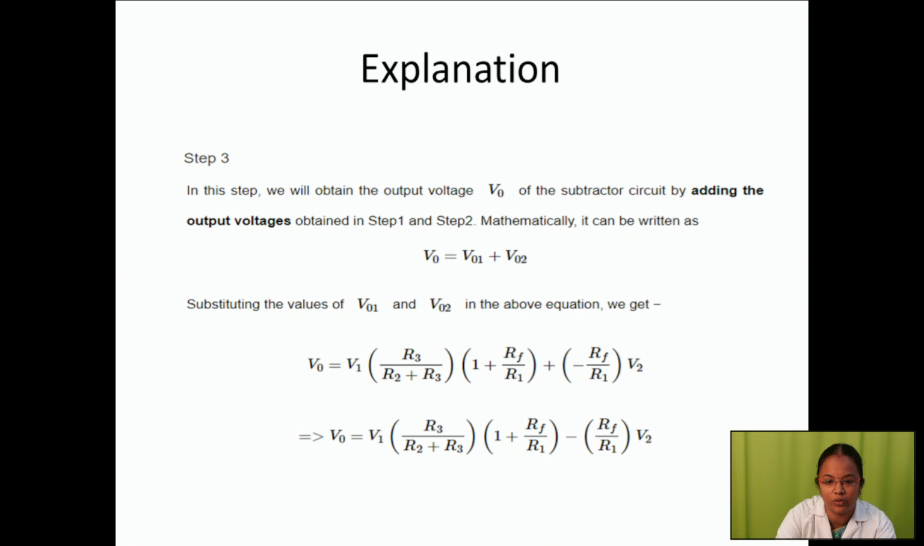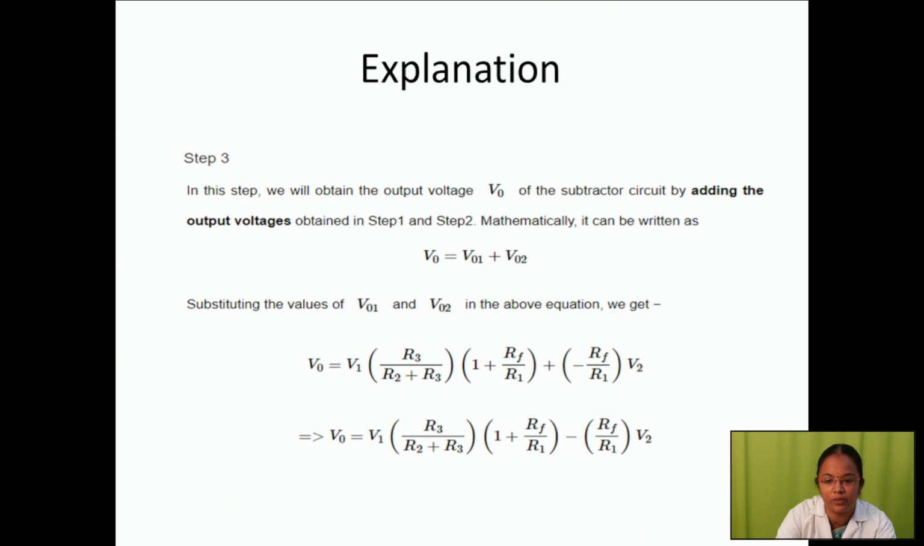So we get V0 equal to V1 into R3 divided by R2 plus R3 into 1 plus RF by R1, minus RF by R1 into V2. The first term is the gain derived from step 1, and the next term is the gain derived from the second step. So we can add both: V0 equals V1 into R3 divided by R2 plus R3 into 1 plus RF by R1, minus RF by R1 into V2.